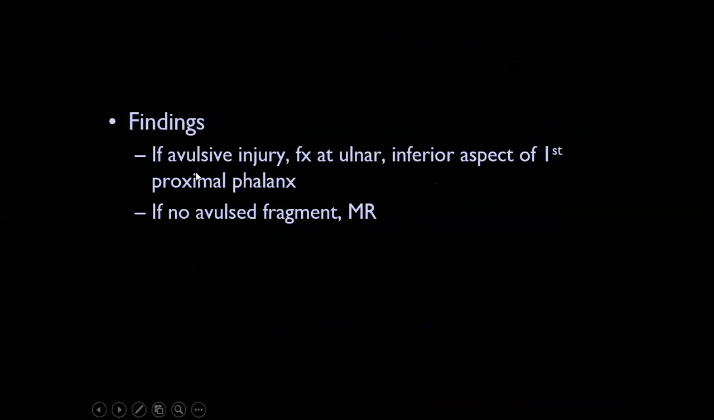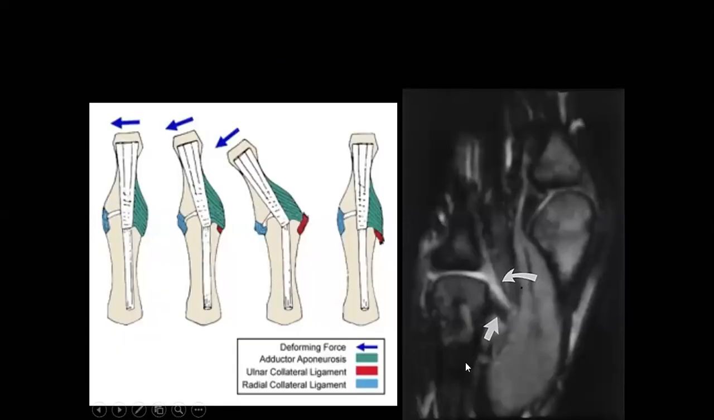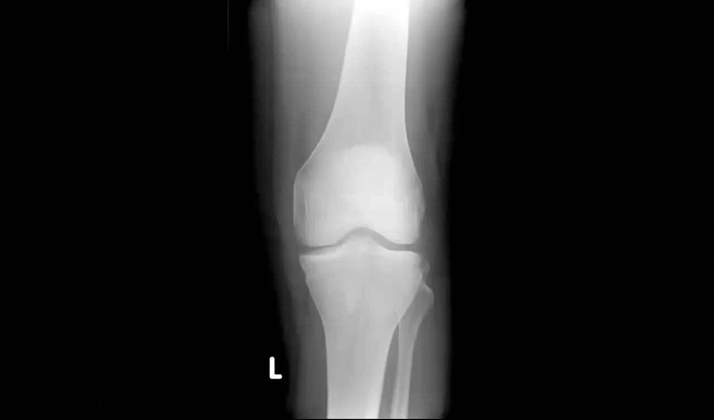Yeah. So, inferior aspect of the proximal phalanx. Okay. And here he shows you the pathology, how it happened, and the mechanism of injury. Yes. This is what is called the Stener lesion.